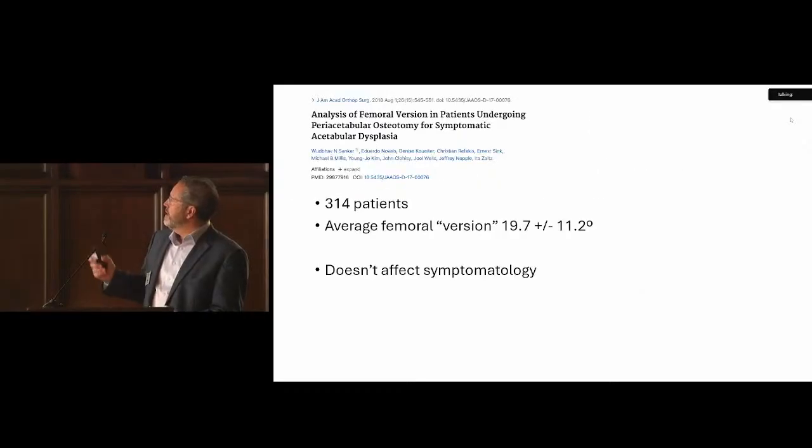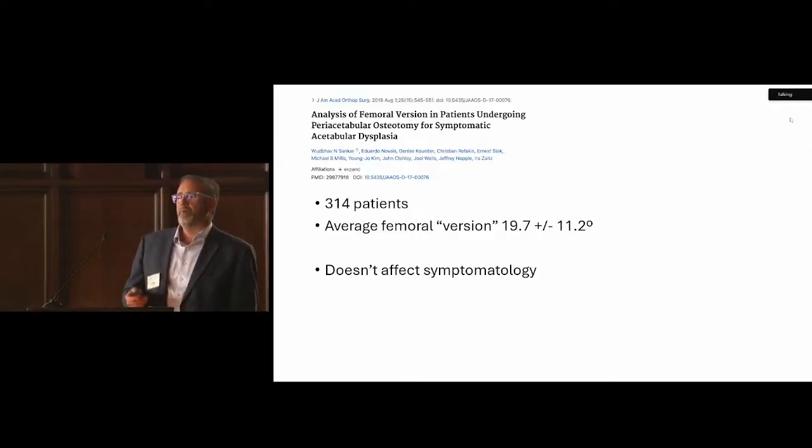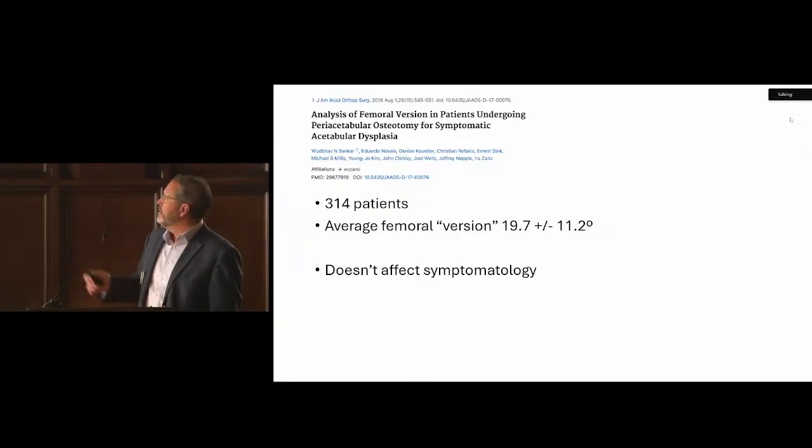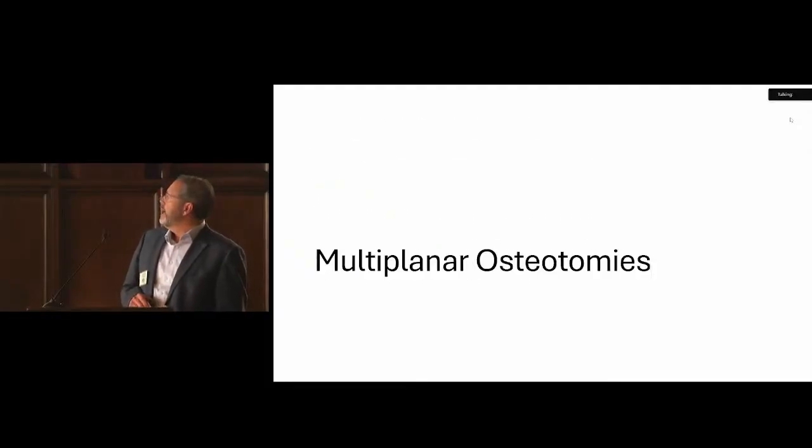And then this is published out of St. Louis that looked at, when does the femur potentially cause the symptoms? In looking at 314 patients, the average femoral version was around 20 degrees, plus or minus 10 or 11, and didn't seem to affect symptomatology in that particular range. And so we'll go through different ones.